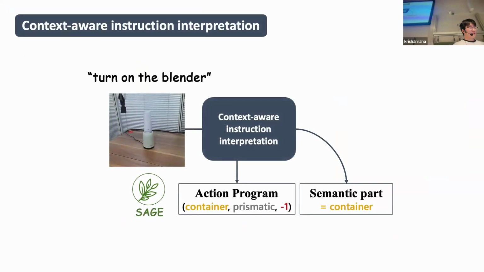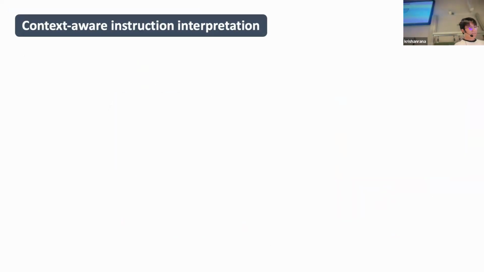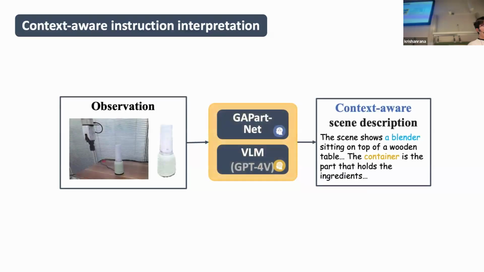So here, we introduce our SAGE framework to understand parts at both semantics and action levels. Our pipeline takes human instructions as input and interprets them into a semantic part and action program. The action program is a triplet of semantic name, joint type, and state change. To achieve this, we first make our domain specialist model GAPartNet and the general purpose large vision language model GPT-4V generate a context-aware scene description.